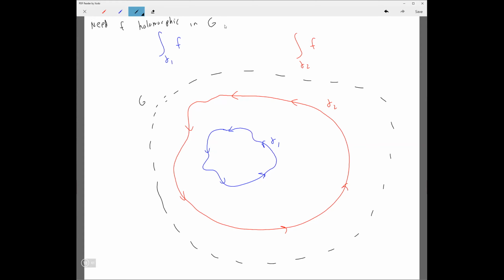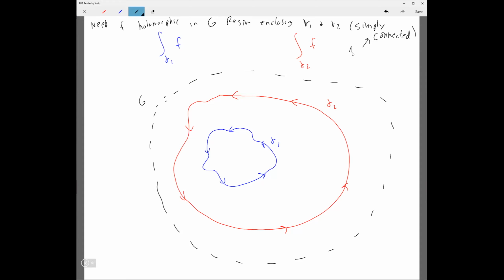And it's a region enclosing gamma 1 and gamma 2. And it's also what you call simply connected. Okay. So what simply connected means is it's connected, means everything's all connected together.